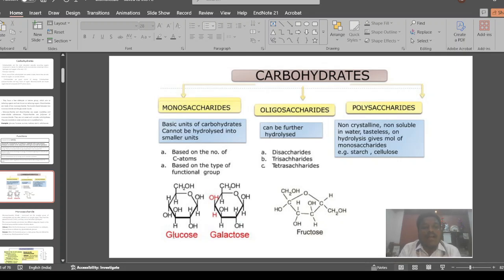Then oligosaccharides. Oligosaccharides consist of disaccharides, trisaccharides, and tetrasaccharides. They can be further hydrolyzed into simple monosaccharides. Polysaccharides, as we already discussed, are non-crystalline and non-soluble in water. They are tasteless. On hydrolysis, they give many monosaccharides. Examples are starch and cellulose.